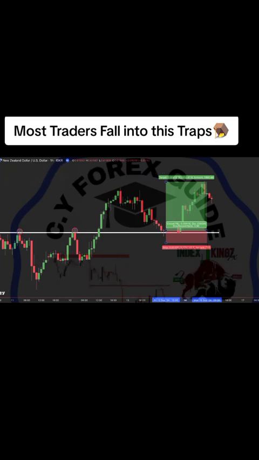The same concept applies in a downtrend when price breaks a support level. Before you can fully apply this strategy, you need to understand the psychology behind the break and retest strategy. When price breaks above a key resistance level, it signals that buyers are in control, pushing the market higher. Traders who entered early, before the breakout, are now in profit. But here's the catch. Markets don't move in straight lines.